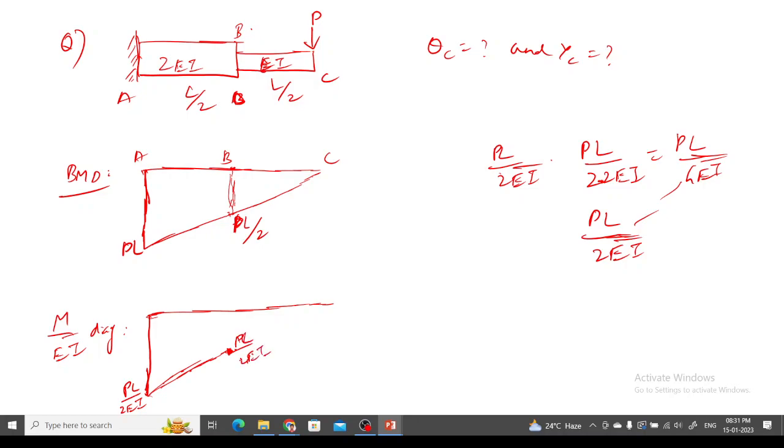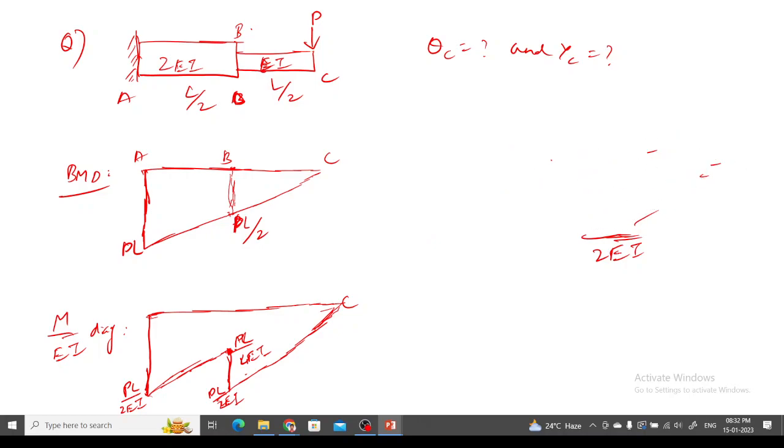If anyone did not understand, please let me know. And again here I will have PL by 2EI. And this will again be a straight line. And this is point C. So now I have to calculate what is theta C and what is YC. So theta C minus theta A. Theta A is 0.